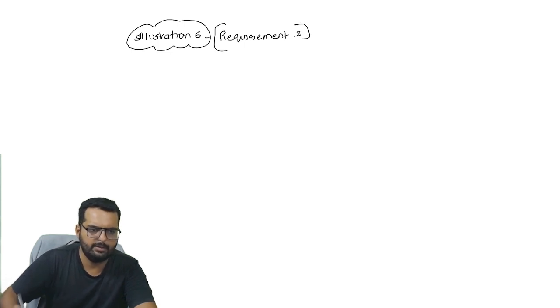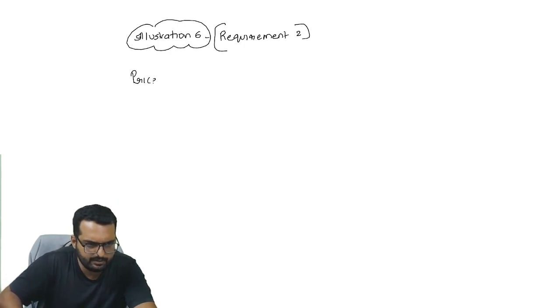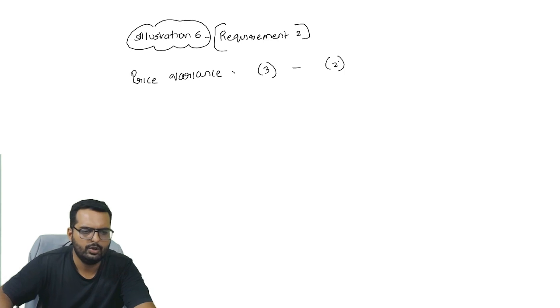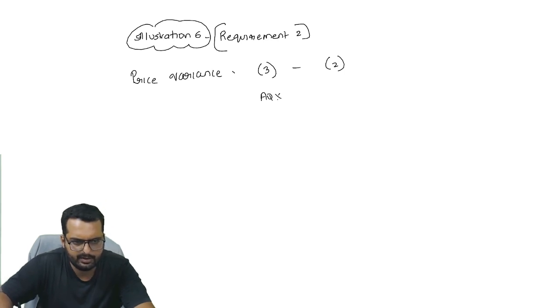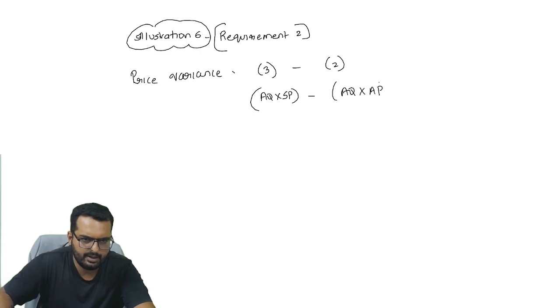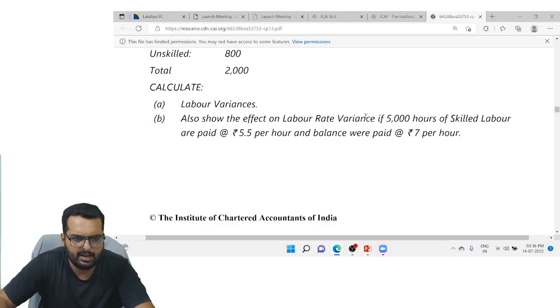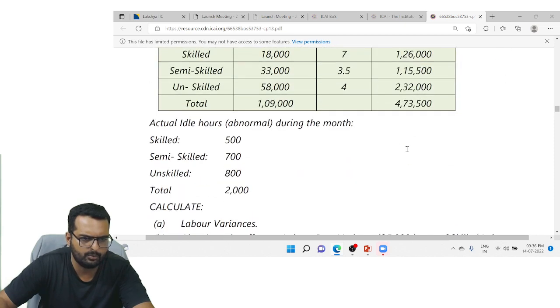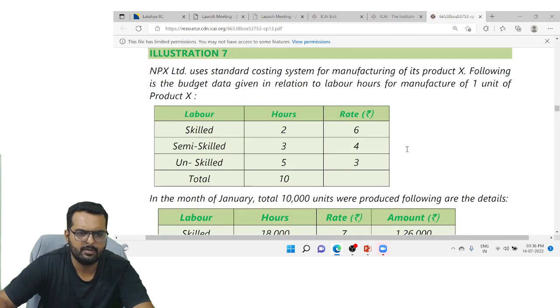Okay, so now tell me, they are asking for price variance. What is the formula for price variance? 3 minus 2. So what is 3 over here? AQ into SP minus AQ into AP. I believe they have told if skilled labor are actually paid at 5.5 and the remaining at 7. So how much was the actual hours that we found out over here? We'll take the actual hours paid over here.